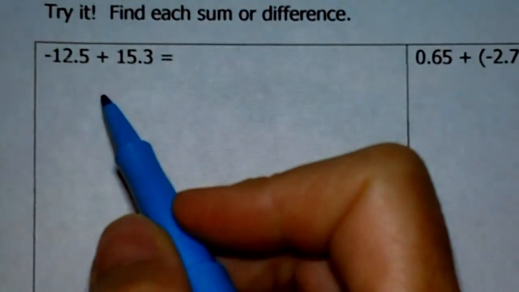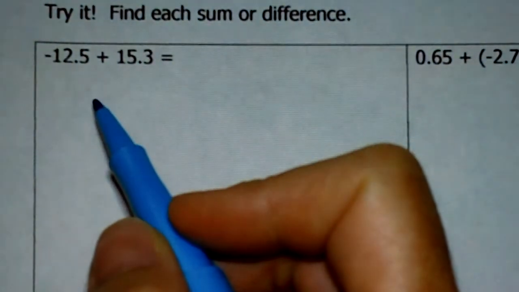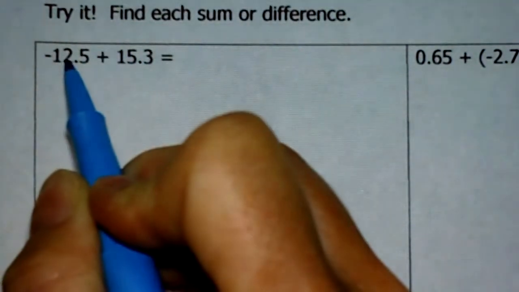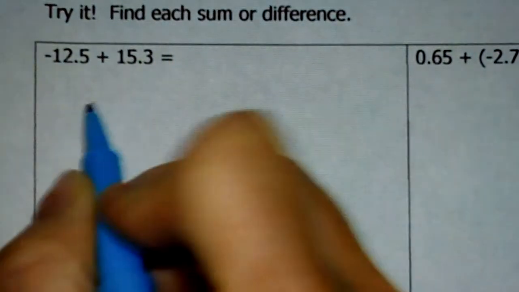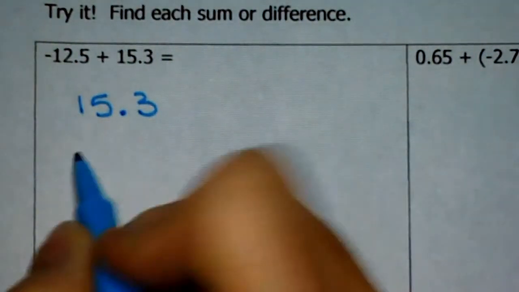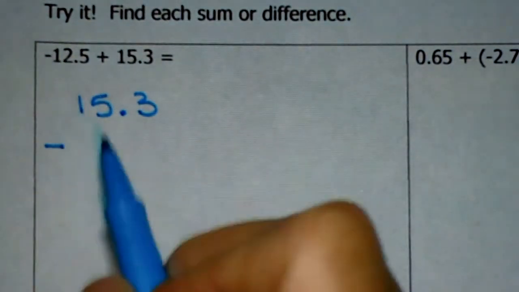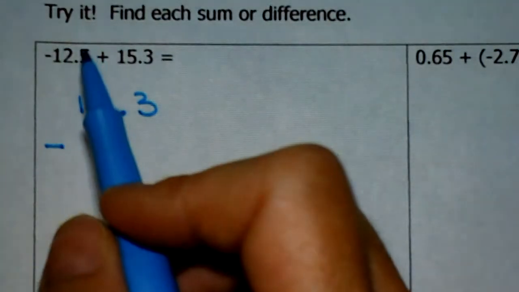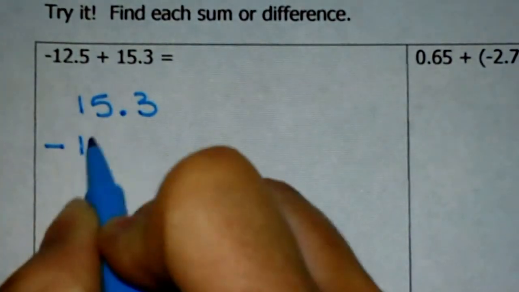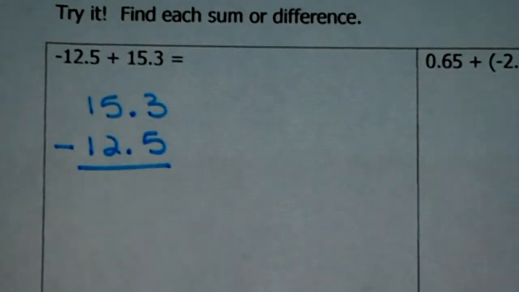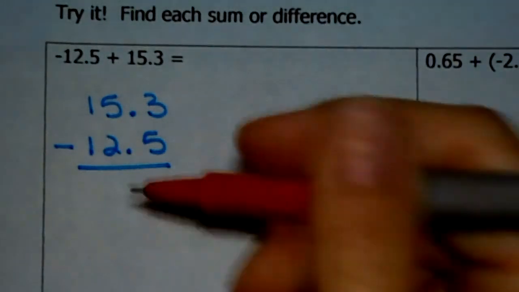And just like when you had negative 7 plus 10, you did 10 minus 7. This 15.3 has a higher absolute value than 12.5. So I'm going to write 15.3 on the top. And since the signs are different, I'm going to subtract and just ignore the signs. We're just using the signs to help us with the answer at the end. So ignore the signs. I'm going to subtract this 12.5 from it. All right, and then we go back to what you had started off reviewing at the beginning of this lesson. We're just going to do straight up subtraction.